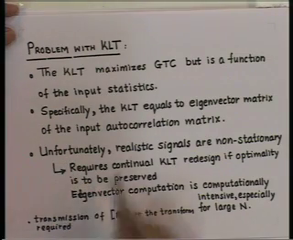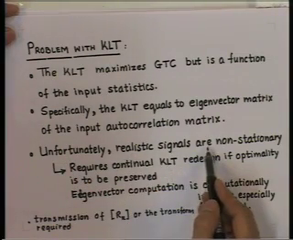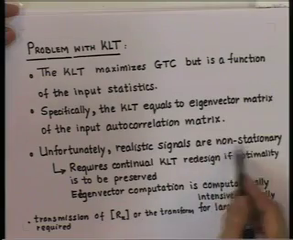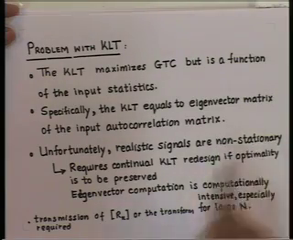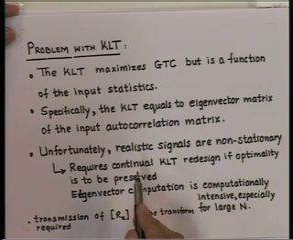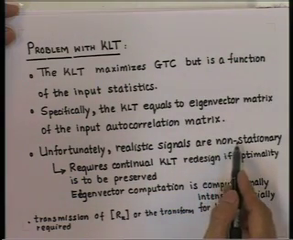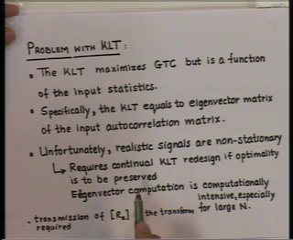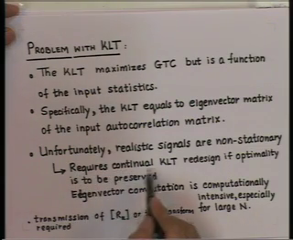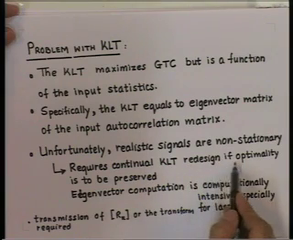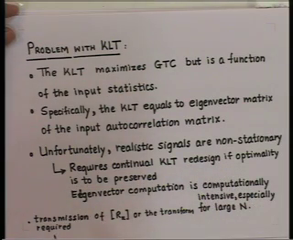Now, unfortunately, realistic signals are non-stationary. So, what this implies is that the autocorrelation function will be a function of time, and this implies that the autocorrelation matrix will change with time, and this will result in continual KLT redesign if optimality is to be preserved. Now, eigenvector computation is computationally intensive, especially for large n.